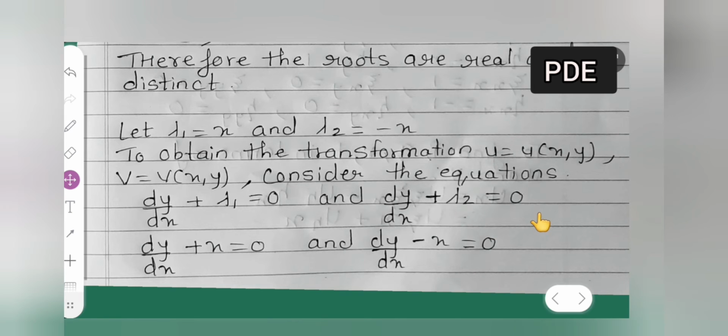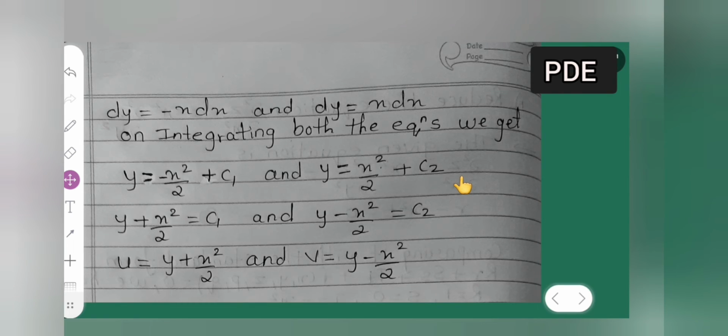Next, I'll turn the page. So now what I got is dy is equal to minus x dx and dy is equal to x dx. So we have to integrate both these equations. What we are going to get is y is equal to minus x square upon 2 plus c1, and y is equal to x square upon 2 plus c2.